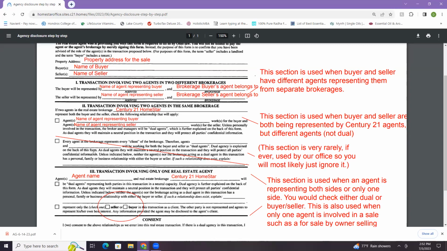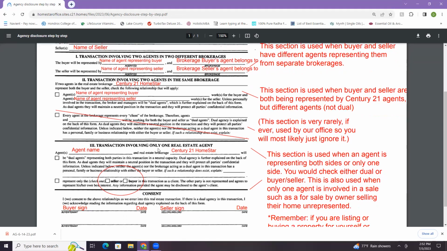The second part of section number 2, where it says every agent in the brokerage represents every client, we don't follow that. That would mean that you, as a Century 21 Homestar agent, would represent every single client that all 500 agents have. So that is not something that we do.